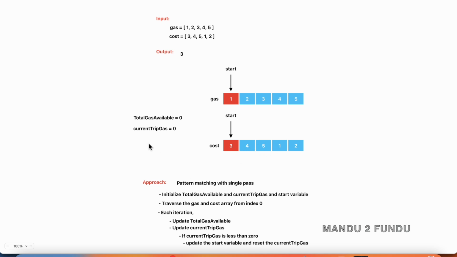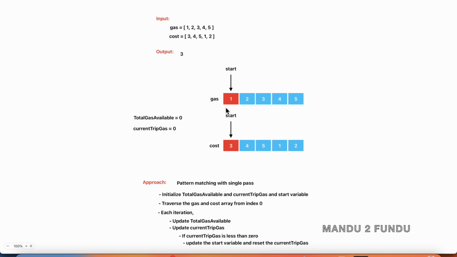until the current trip gas is greater than or equal to 0. If it is less than 0, then immediately we reset the current trip gas to 0 and update the starting point to point to the next entry in the array. Because we cannot proceed with the journey, there is not enough gas available. So we abort the journey and start from the next entry.